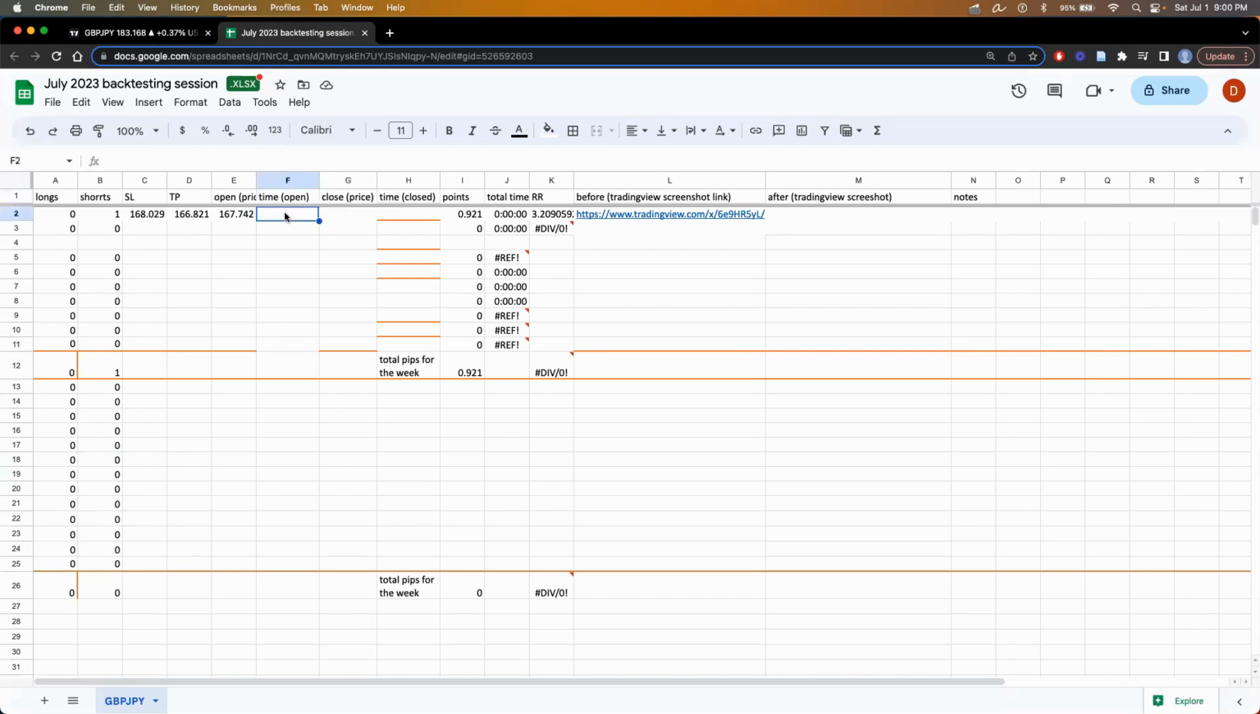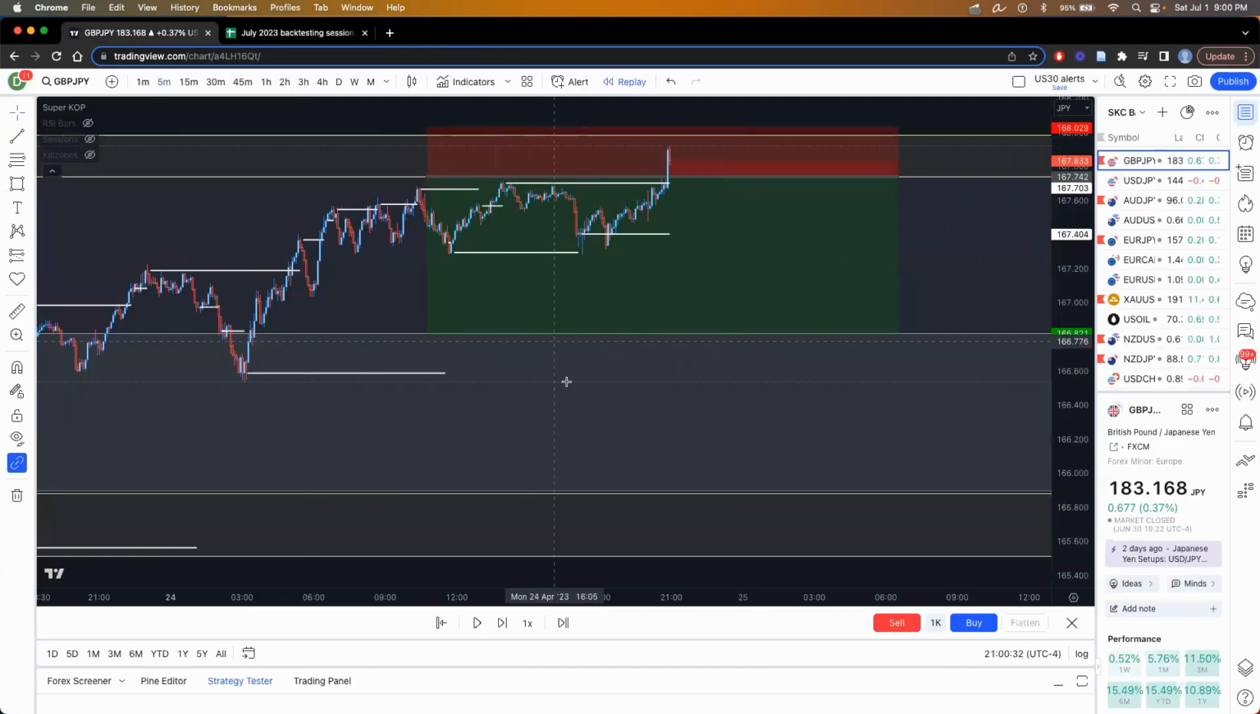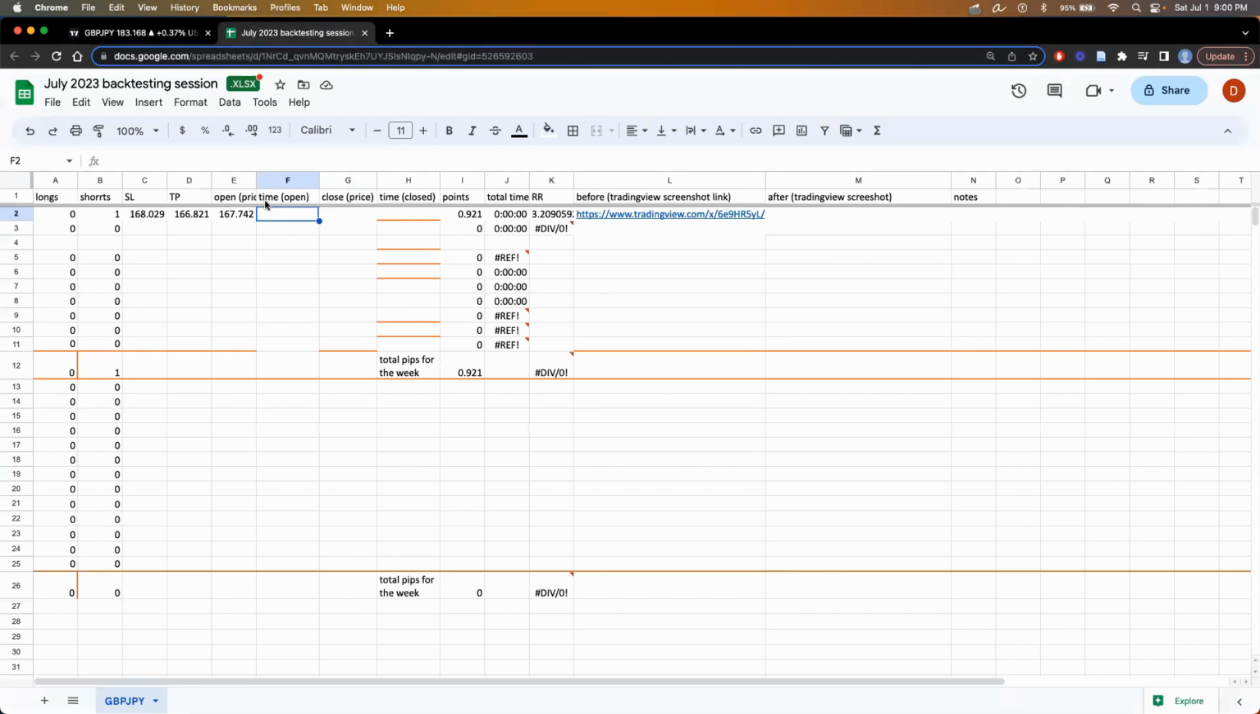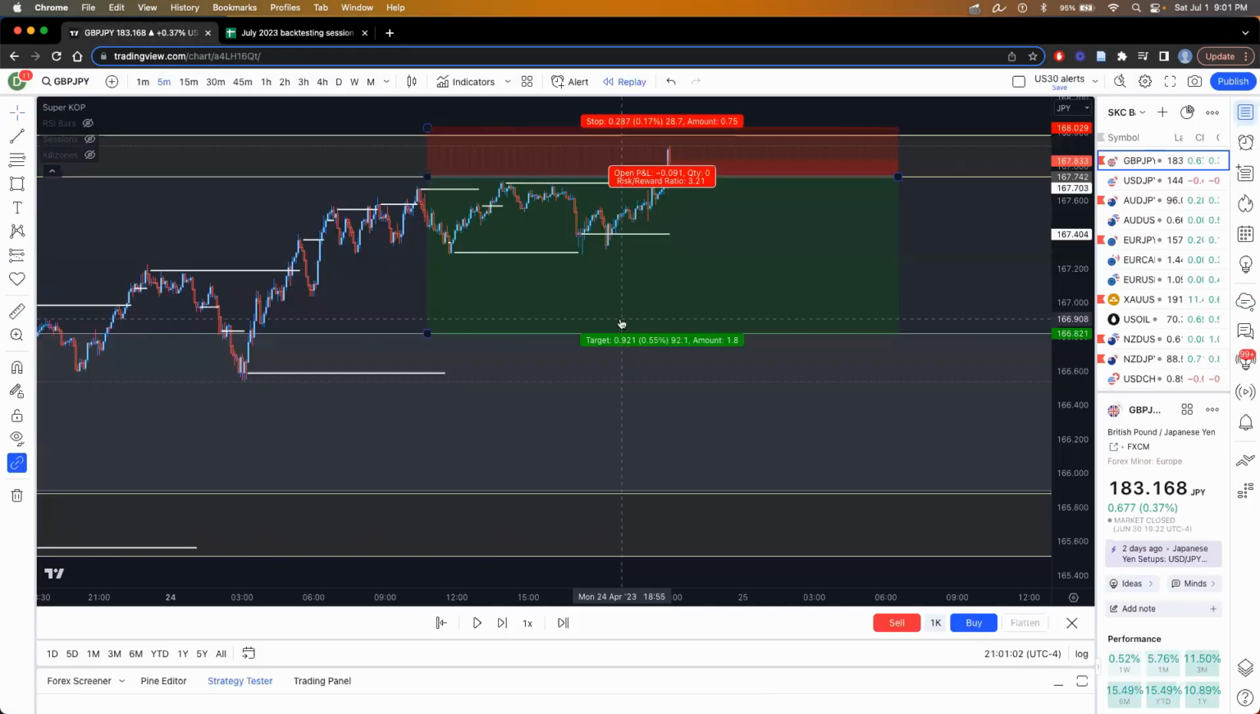So the open time is, let's see, this is April 24th. So let's do April 24th, 2023. And this is at 2050. Cool. And let's see what the closing price ends up being.